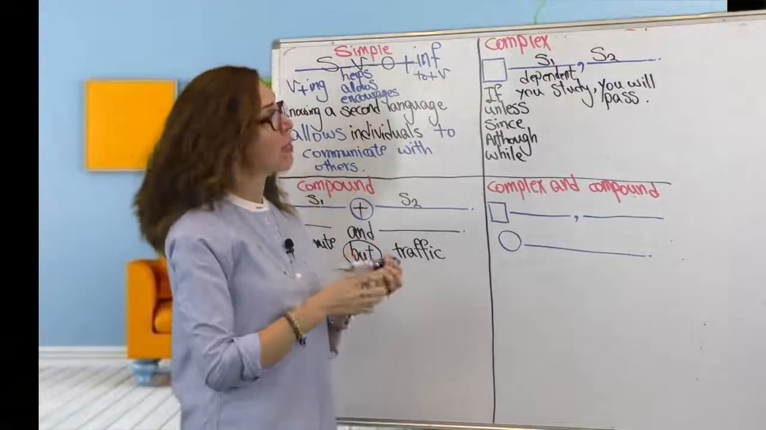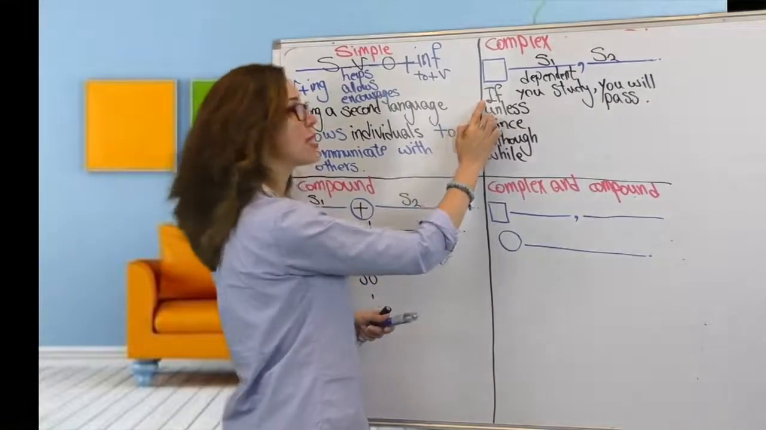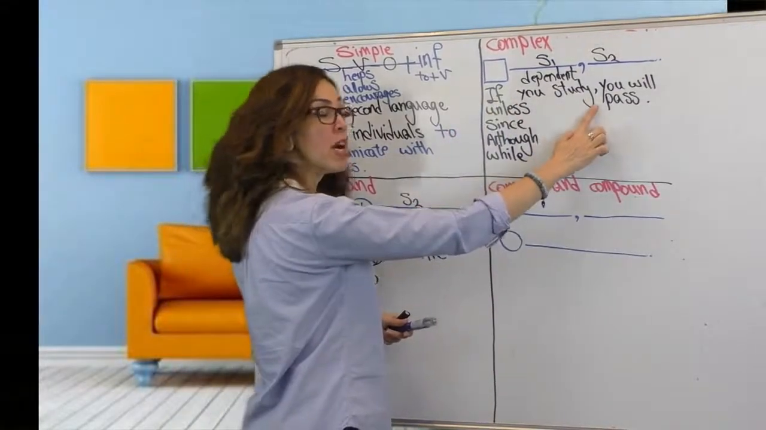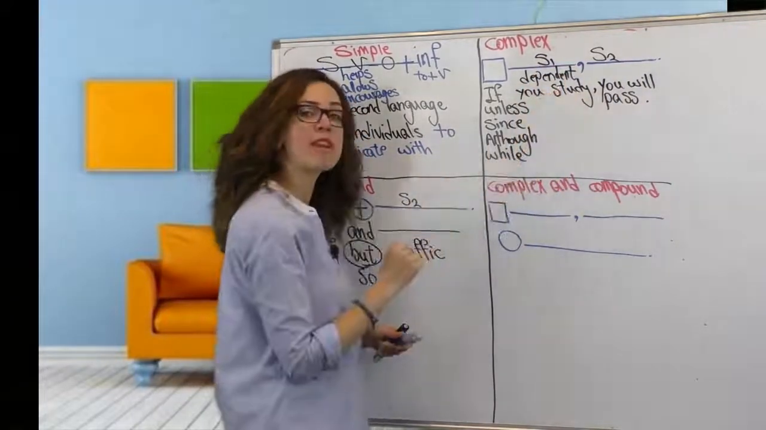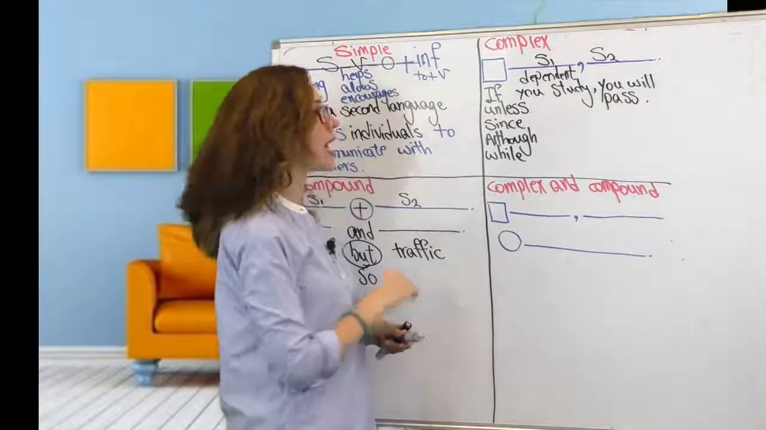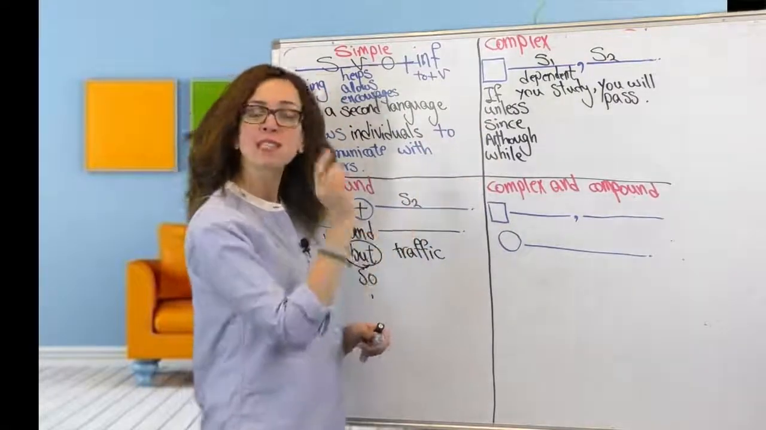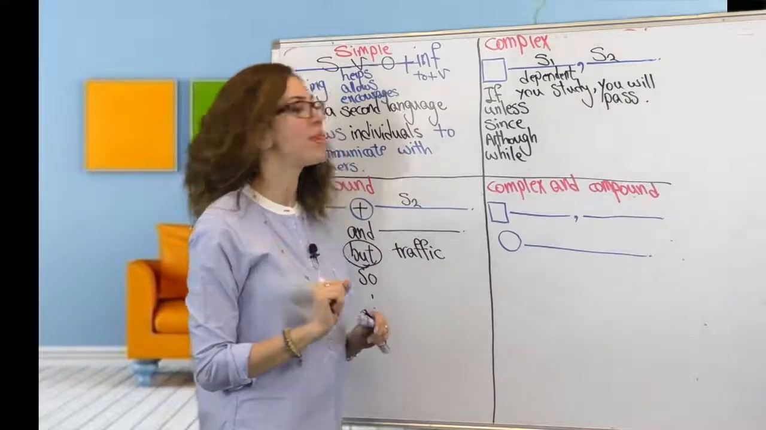So it all happened because I started with "if." I couldn't leave the sentence in the middle. I had to bring in a second part to complete the meaning of the first part. And that's a complex sentence. In order to make complex sentences, there are certain words that you can use. Again, choose them according to the meaning.